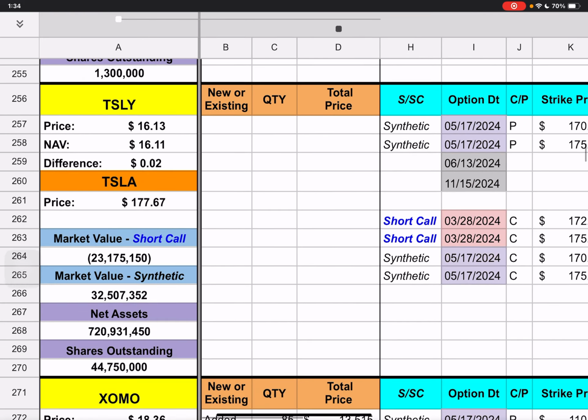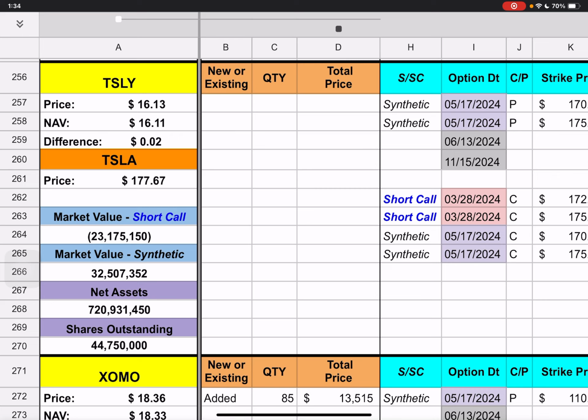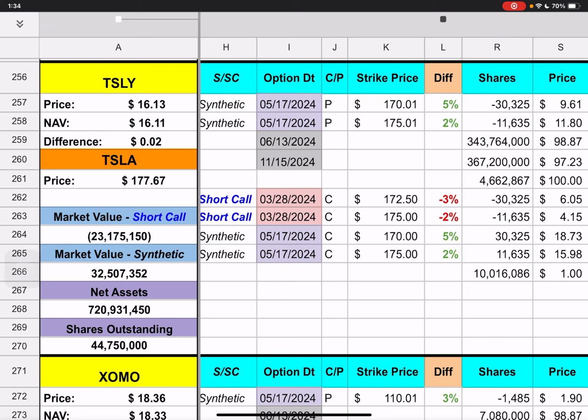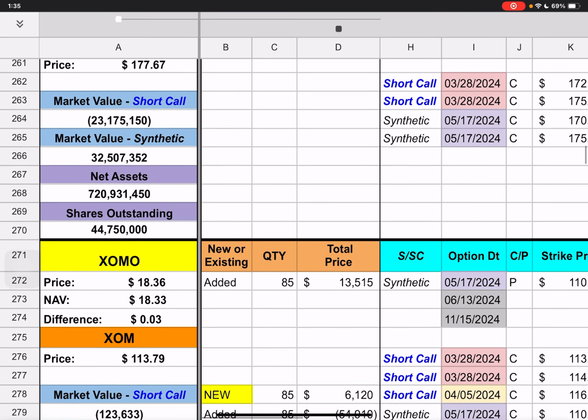If we go on down to Tesla, it closed at 16.13. This is one I wish we had the previous day on. But Tesla closed at 177.67. We have no trades to go over. They have two short calls that expire Thursday with strike prices of 172.50 and 175. And we're currently 3 and 2% over those strike prices. And I know Tesla got up at least to 180. I'm not sure if it got further than that today at some point. But right now, if we had to close those short calls out, it would cost us $23.2 million. We're over both of those strike prices.